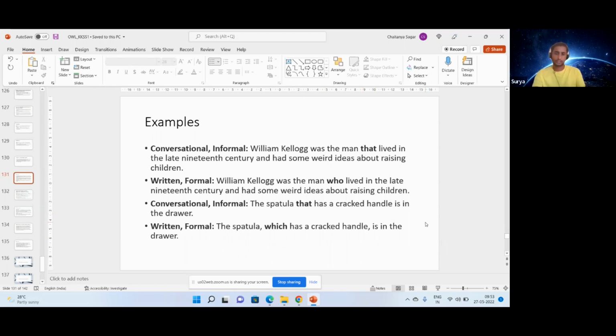But in restrictive clauses, that is the preferable one. In non-restrictive ones, which is the preferable one. In restrictive ones, that could also be replaced with which when you want to give adequate clarity in written communication. If you are referring to a person, who. But usually that is preferred.